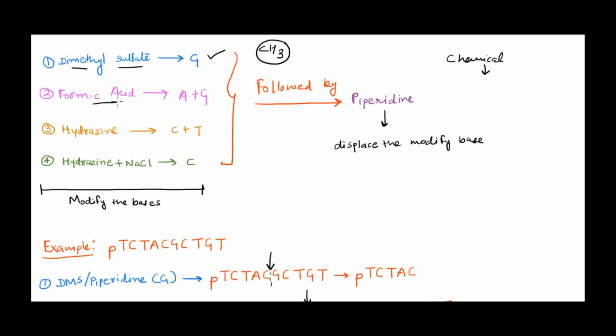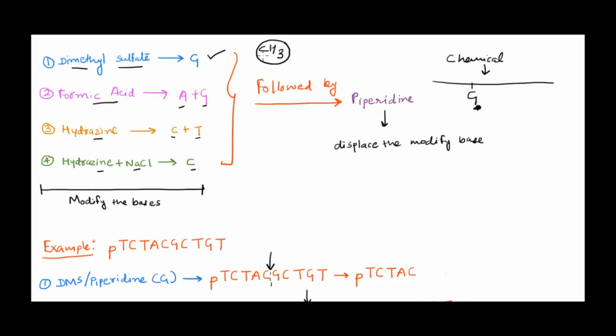So dimethyl sulfate can modify guanine. Similarly, formic acid has the ability to modify adenine and guanine. Okay, hydrazine can modify cytosine and thymine. When we add hydrazine plus sodium chloride, it will modify only cytosine, because sodium chloride would inhibit the effect of hydrazine on thymine. So if we add combination of these two, hydrazine can work only on cytosine. These 4 chemicals modify these 4 bases. Once the modification has occurred, it's like kind of tagging that particular nucleotide. Say for example, DMS has methylated a guanine residue, so it is kind of now tagged that this is the modified base.